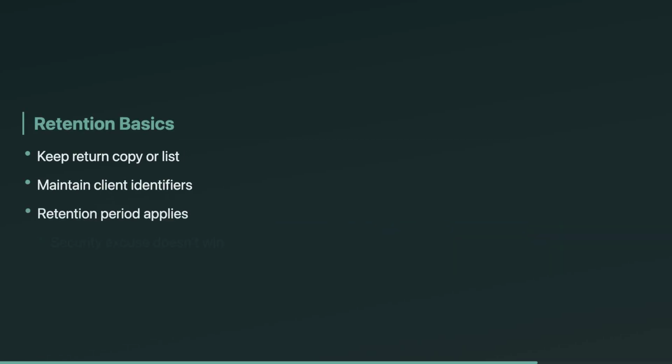Record-keeping penalties are another Part 3 favorite because they're compliance-driven. Preparers generally must keep either a copy of the return or a list of returns prepared, plus key identifying info for the required retention period. On the exam, they'll give you a preparer who shreds everything for security. Security is nice, but it doesn't override required retention. You're being tested on the rule, not the excuse.